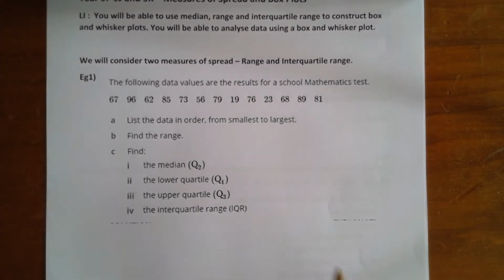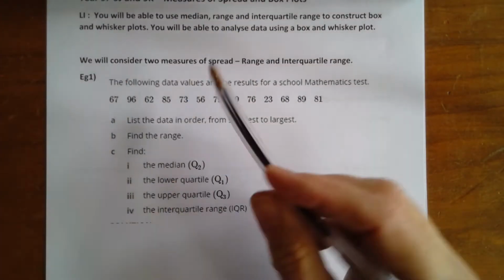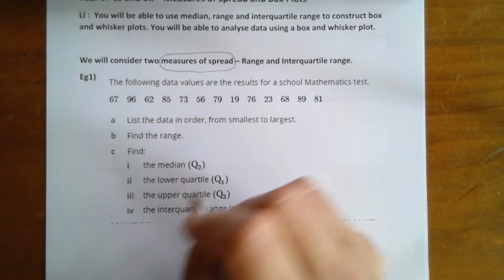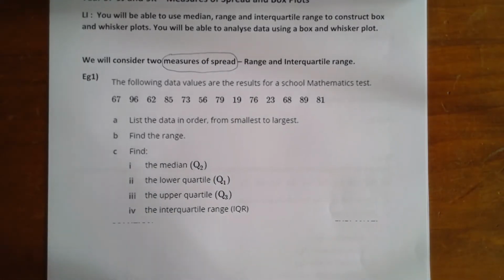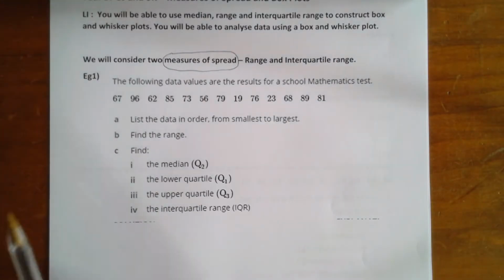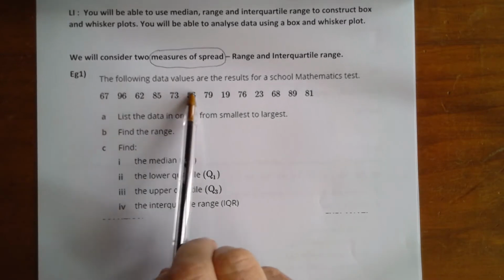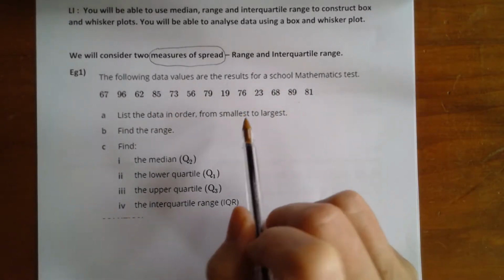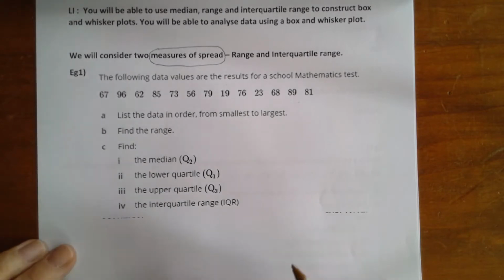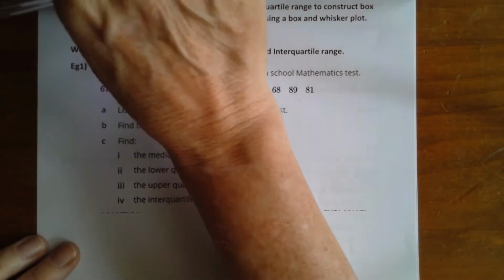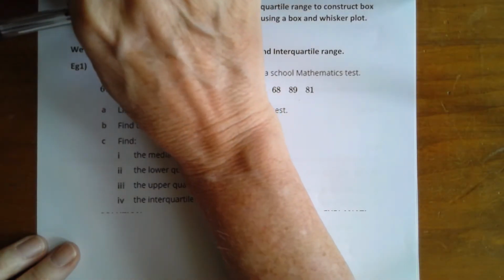So we need to consider two measures of spread, and by measures of spread we just mean how spread out is the data over its range. So there's range and there's also interquartile range. Example 1 says the following data values are the results from a school math test, and they're all listed there, and it says first list them in order from smallest to largest. So I'm going to pause and do that, and I think you should pause and do that as well.